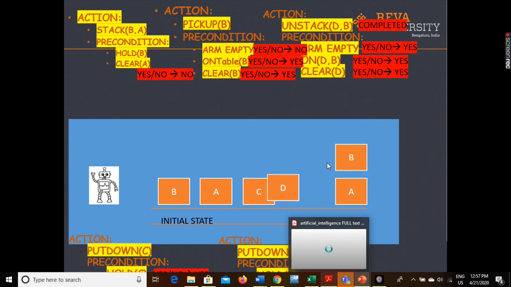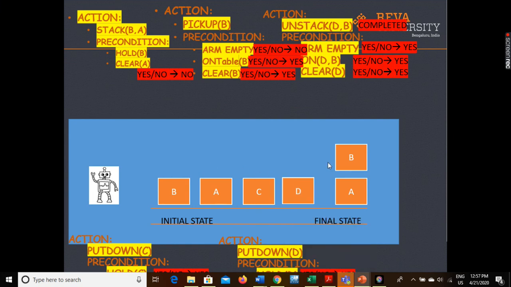Now I have placed D over here, and once I place D, the robot has put down D. That means this action is completed. Now I need to check if the arm is empty. Is the arm empty? Yes, the arm is empty, so I am able to pick up B. I will pick up B. The robot arm has picked up B, so the robot arm is holding B and there is nothing over A. Now I can stack B over A. I can complete this action in order to achieve the final state.